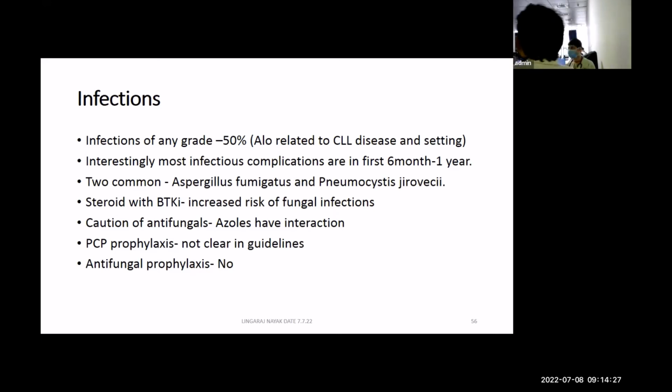Typically, what you see, most infections are in the first 1 year. After 1 year, the infection rates are less. Why? Because by the time the patient receives 1 year of ibrutinib, somehow their disease is controlled.